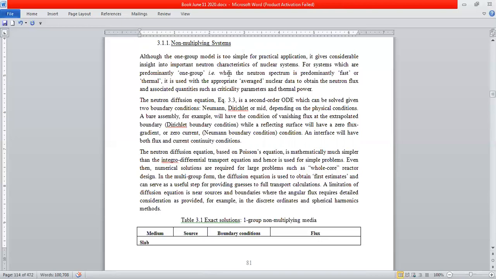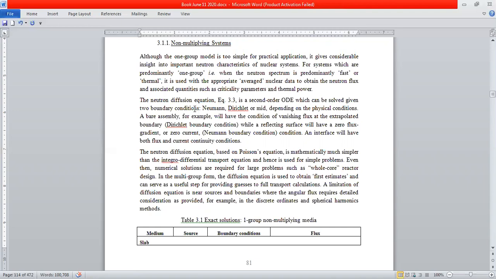And if I state them, then those cases are where the neutron spectrum is predominantly fast, okay, or even thermal. If you're looking at just thermal neutrons, then don't look at the fast neutrons. So it is used with the appropriate average nuclear data to obtain the neutron flux. From the flux, you can get so many reaction rates, you can say things about the criticality, you can say things about the thermal power of your system.